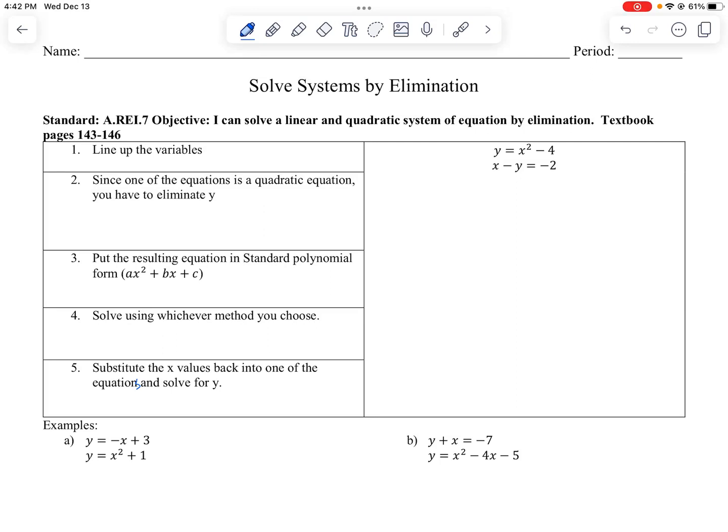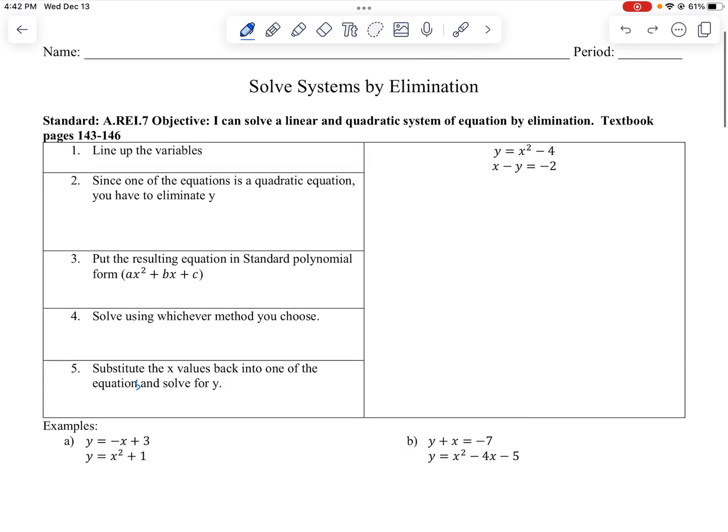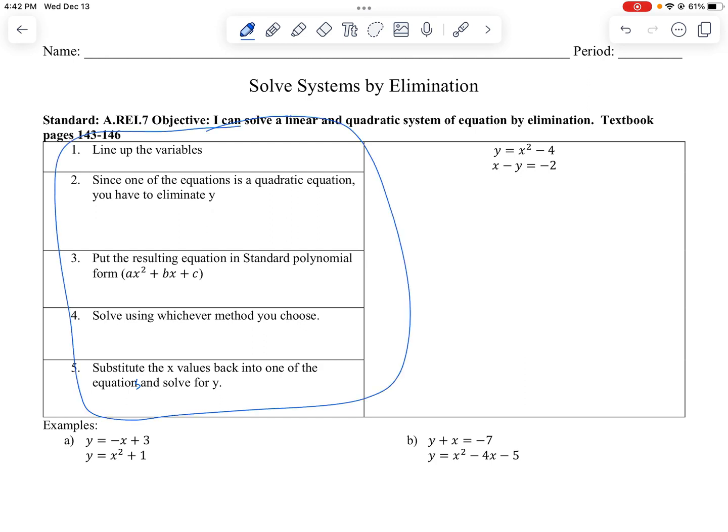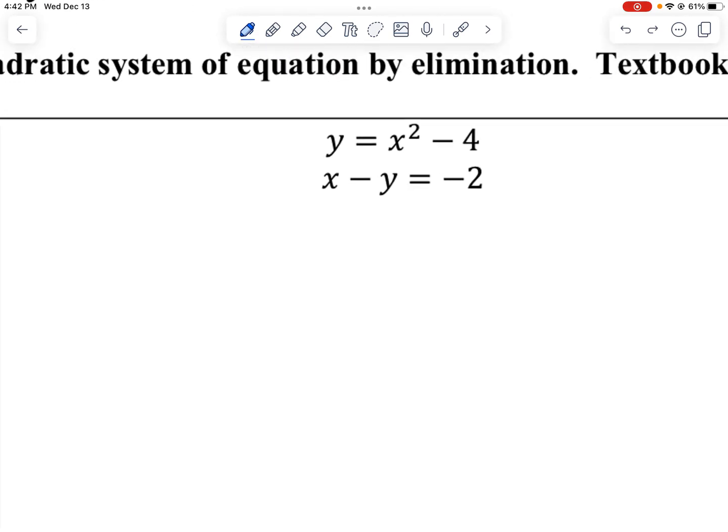So, ladies and gentlemen, time for a little lesson on how to solve systems by elimination, specifically ones with a quadratic term. Over here we got some steps on what we're going to do to solve this equation. Let's do step one, line up the variables. Lining up the variables means let's get the y's on one side and the x stuff on the right side. And so, this one's already ready to go.